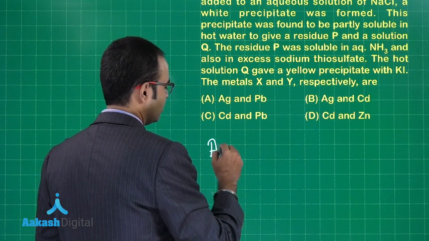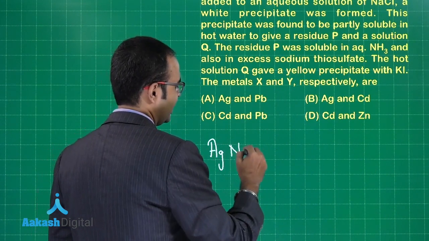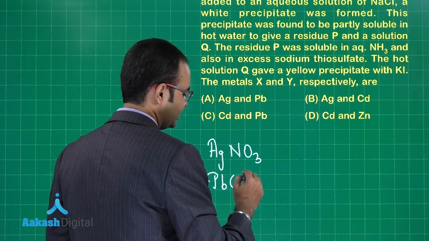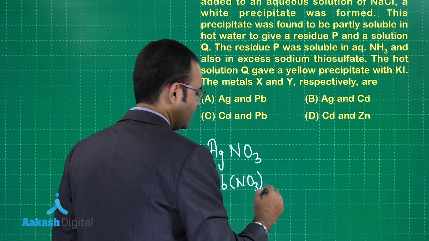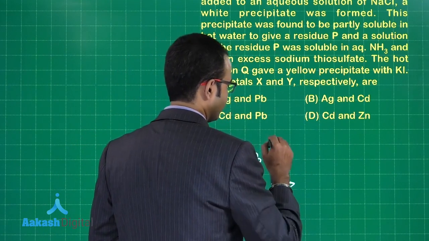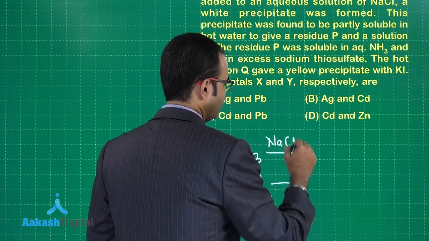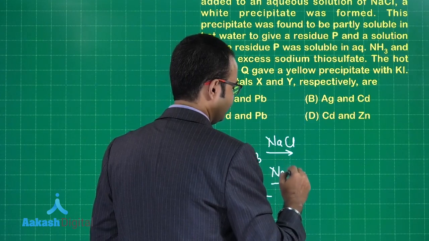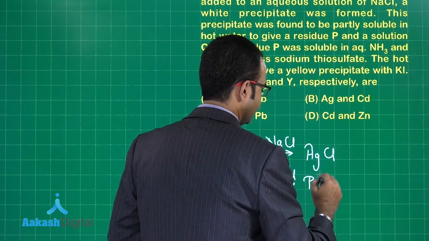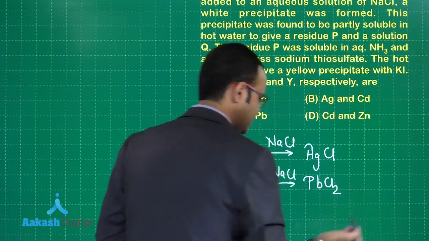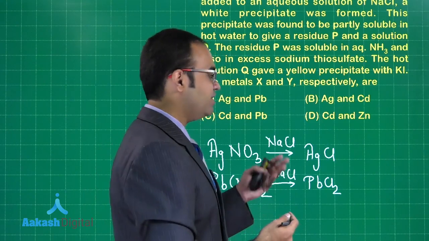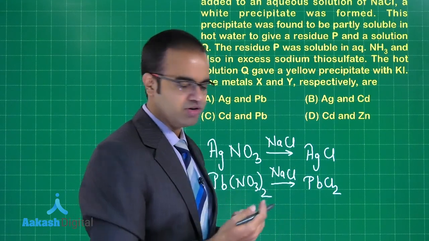So we got our two metals. One is Ag, that is AgNO3, and the other is Pb(NO3)2. So this when treated with NaCl will give you AgCl and PbCl2. AgCl is partly soluble in hot water and PbCl2 is completely soluble in hot water, right?